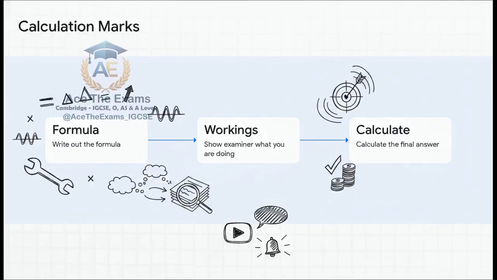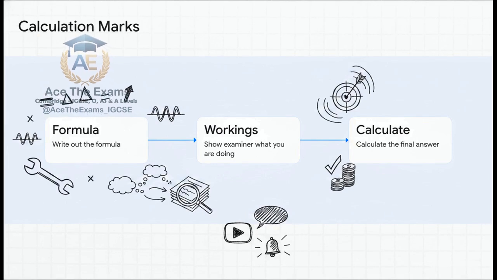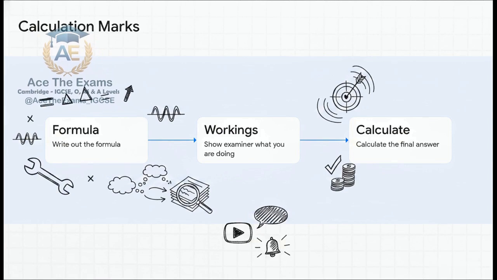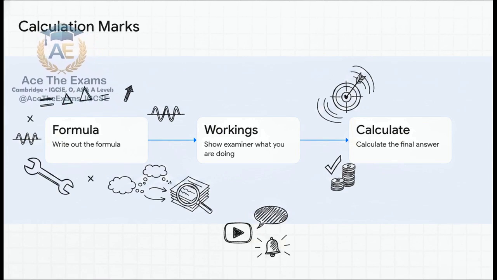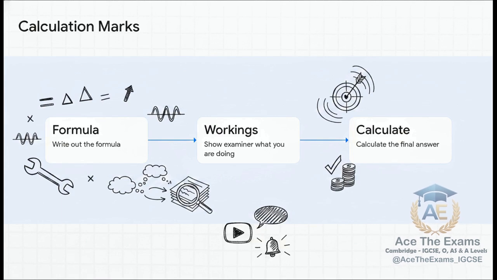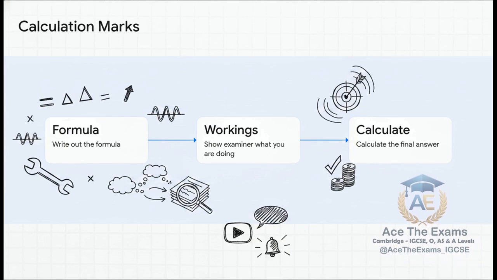Now, for math-heavy questions, precision is all about showing your steps. Step 1. Always write out the formula first. Step 2. Show the examiner what you are doing by actually writing down your workings. Step 3. Calculate the final answer. Why is this so absolutely crucial? Because the examiner instructions explicitly state that there are often several marks awarded just for the calculation process itself.